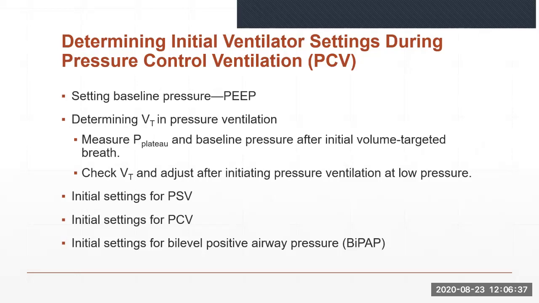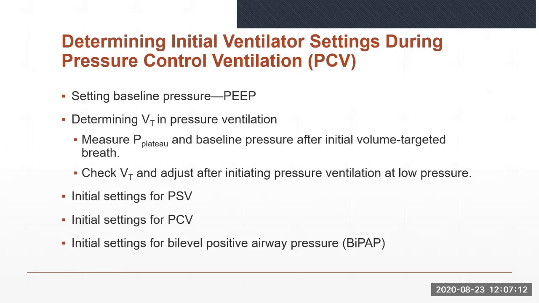One way is to deliver a volume targeted breath to the patient at the desired tidal volume and measure plateau and baseline pressures. Using the same baseline pressure, the breath can be switched to a pressure targeted breath using a set pressure equal to the plateau pressure. The resulting tidal volume will be approximately equal to the tidal volume during the volume breath as long as inspiratory time is set appropriately. The pressure can then be adjusted as necessary to obtain the desired volume delivery.